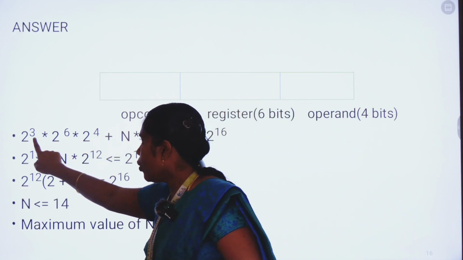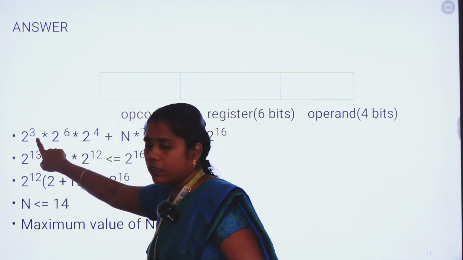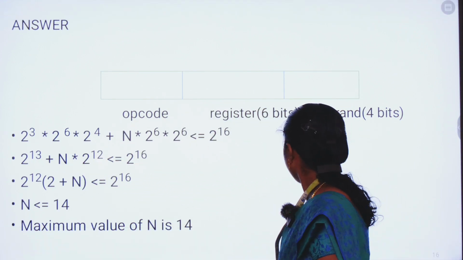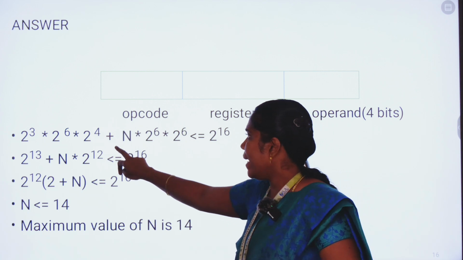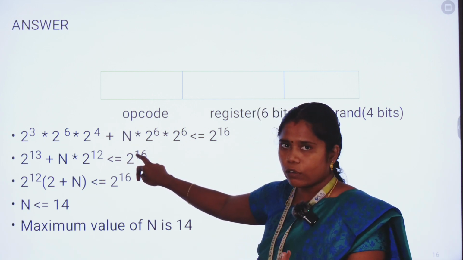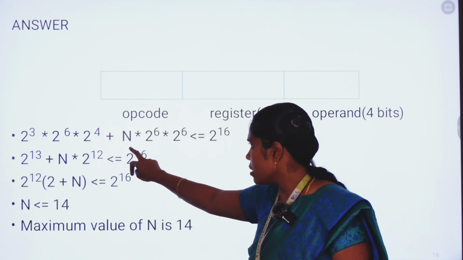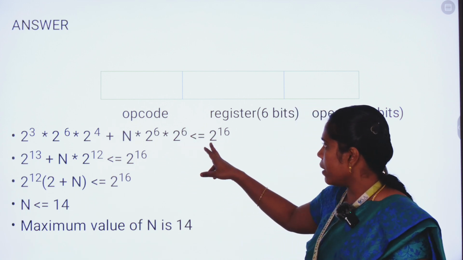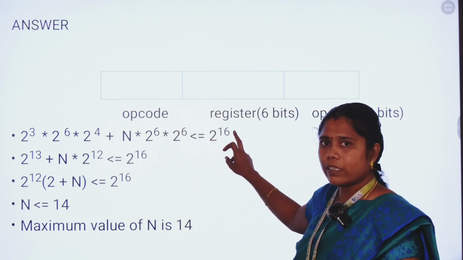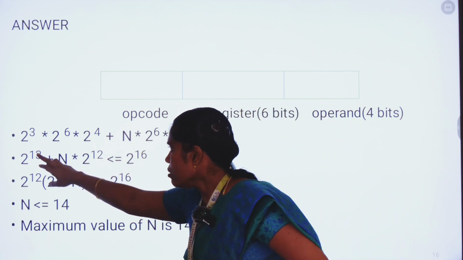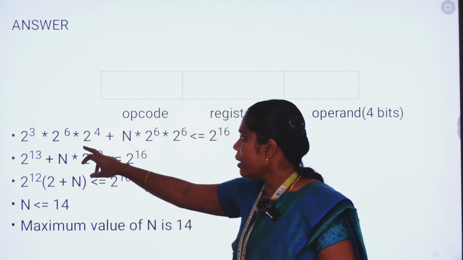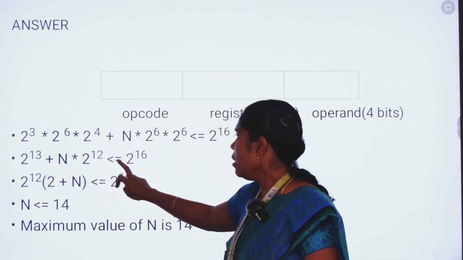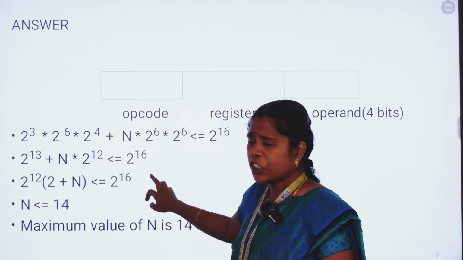So this is the opcode, 3 bits, so 8. So 2 power 3, into 6 bits for the register, 2 power 6, into 4 bits for the operand, 2 power 4. Plus for the R type instruction, I do not know the opcode value now, so it is taken as n, into the registers 2 power 6 into 2 power 6. All those values combined should be less than or equal to 2 power 16. Now sum up all the powers of 2: 6 plus 4 is 10, plus 3 is 13, plus n into 2 power 12, which is less than or equal to 2 power 16.